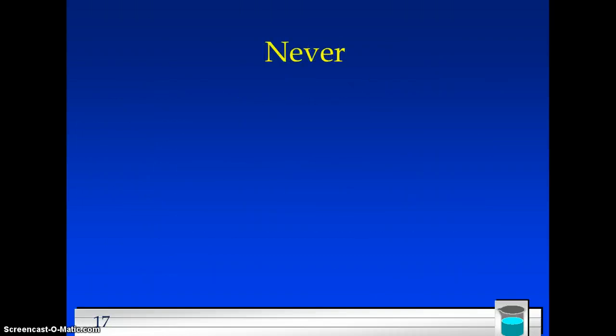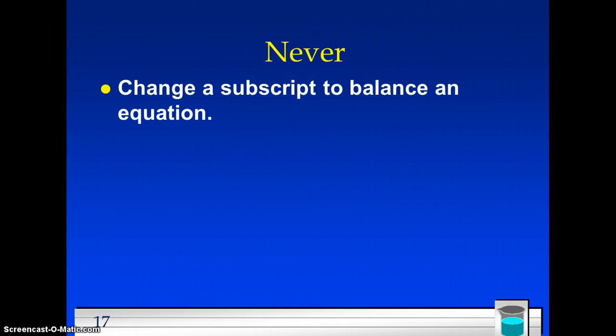So these are things we should never do when balancing equations. First one, never ever change a subscript to balance an equation. What I mean by subscript, we don't want to write any little numbers after our chemical formula. Little numbers are a no-no. So no subscripts.